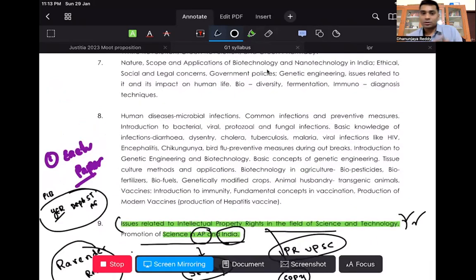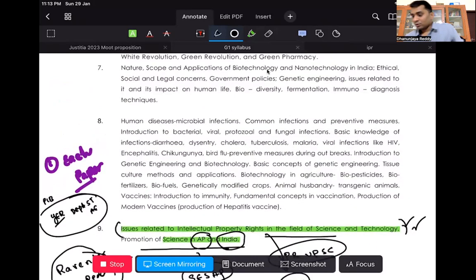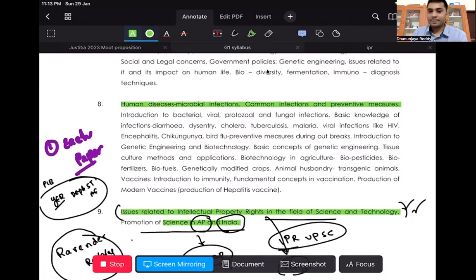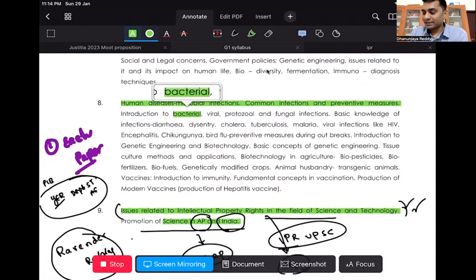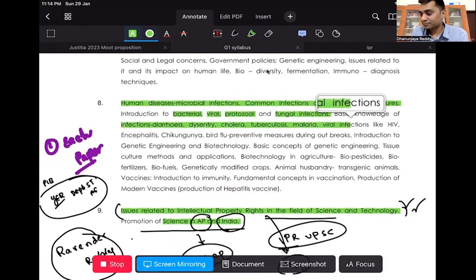Now look, the next thing. Look here: human diseases, microbial infections. Now try to understand this 8th chapter. This is about diseases, microbial infections, common infections, and preventive measures. Here they have given bacterial diseases, viral diseases, protozoal diseases, fungal diseases, and basic infections. Some bacterial diseases will be like this. They have given some viral infections. So this is all related up to this.